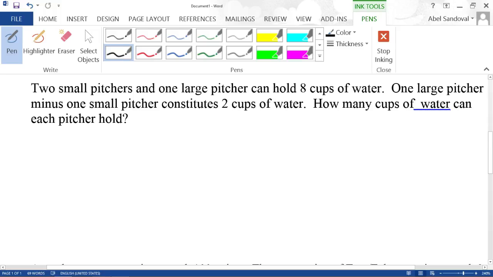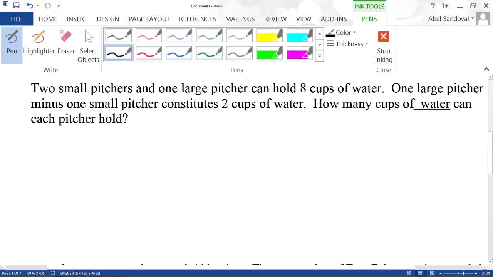Let's look at this question. This word problem is telling us two small pitchers and one large pitcher can hold 8 cups of water. One large pitcher minus one small pitcher constitutes 2 cups of water, and then the question wants to know how many cups of water each pitcher can hold.